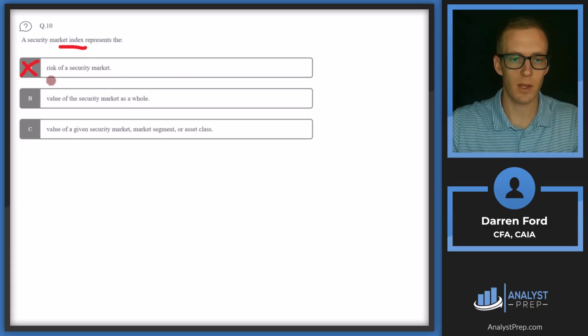So I think we can go ahead and cross off A. Let's look at B and C. B, the value of the security market as a whole. So if that's what the security market index is representing, if we're looking at a total market index, then that is what it could be, but it doesn't necessarily have to be every securities market index. So B could be our answer. Let's look at C and see if that makes more sense though.